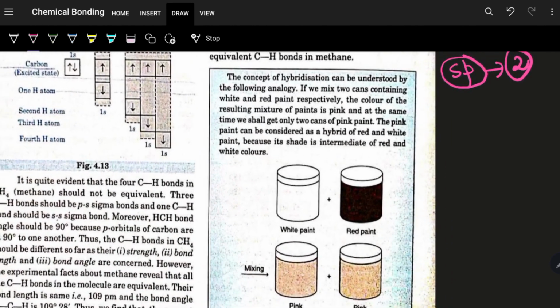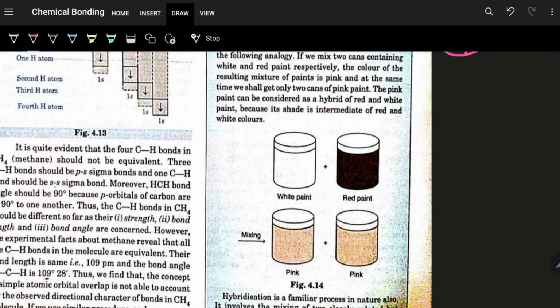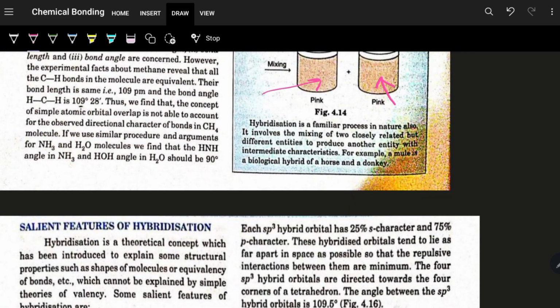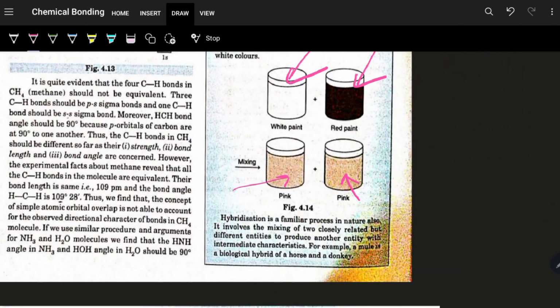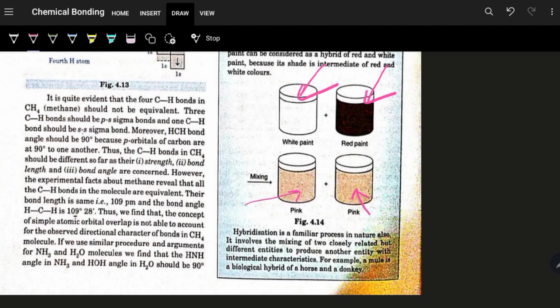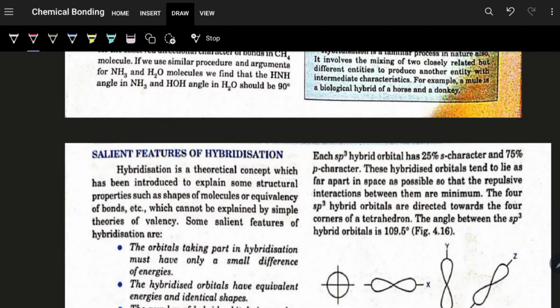Now I gave you the example of formation of syrup. It is like this. See, mixing of a white paint to red paint in order to obtain a totally different color, that is pink. So if you take 2 types, you are getting 2 bottles of pink color. So as many atomic orbitals are combining, that many hybrid orbitals are getting formed. This is just a comparison in order to link the concept to hybridization.